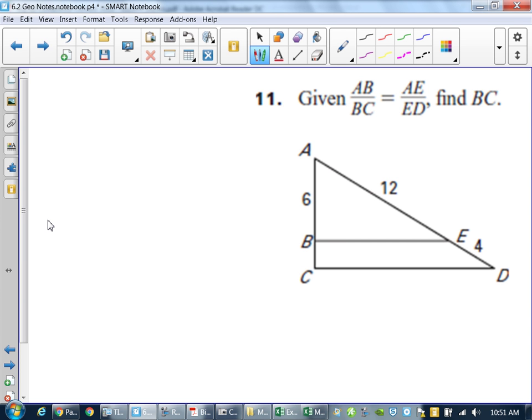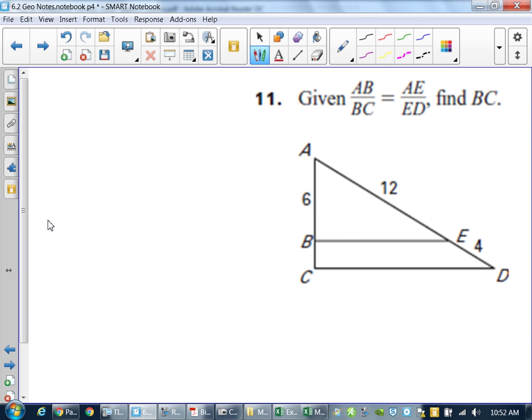Yeah. So you're going to be given a triangle, some sort of a figure, and they're going to tell you what your proportionality statement is. Fill in the blanks. That's all it is. To start, a lot of this stuff is to fill in the blank.